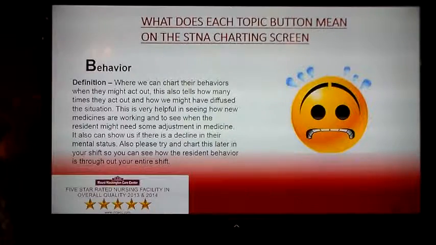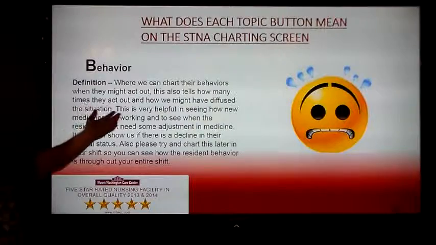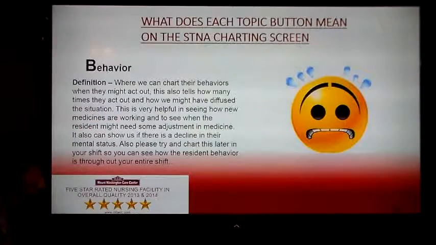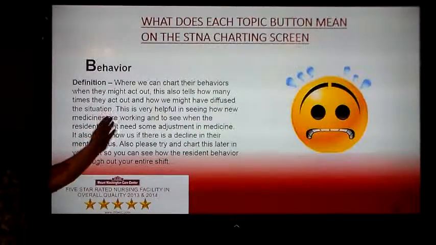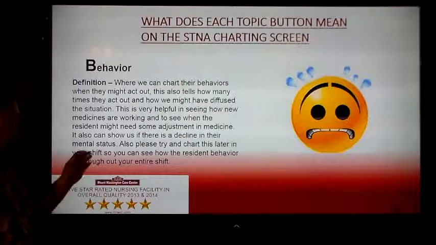Behavior. This is where you can chart the residents' behaviors when they might act out. This is also how you may track how many times they act out and how you diffused the situation. This is very helpful in seeing how new medicines are working and to see when the residents might need some adjustment in their medicine. It also can show us if there is a decline in their mental status.